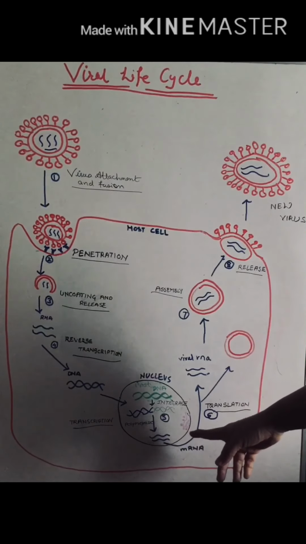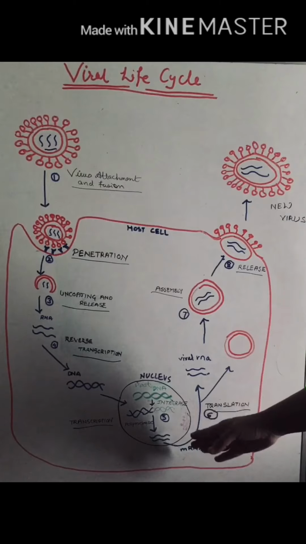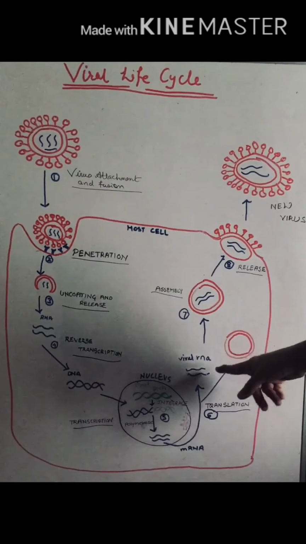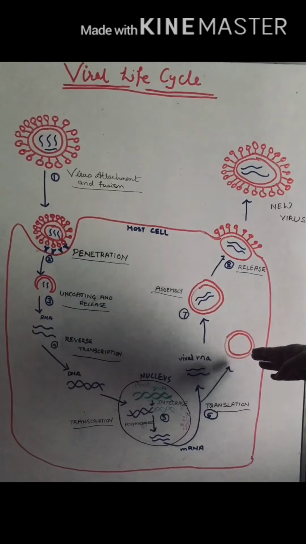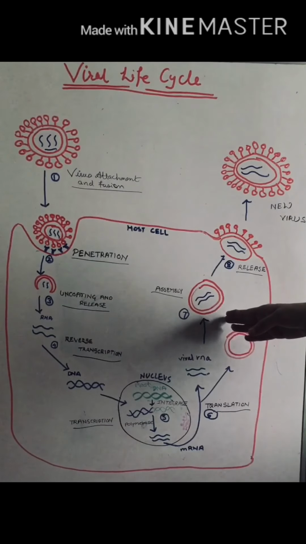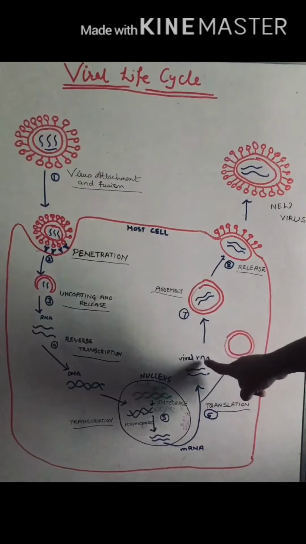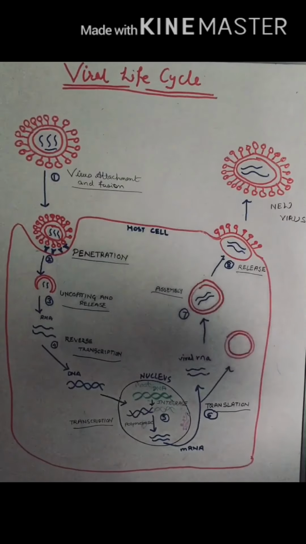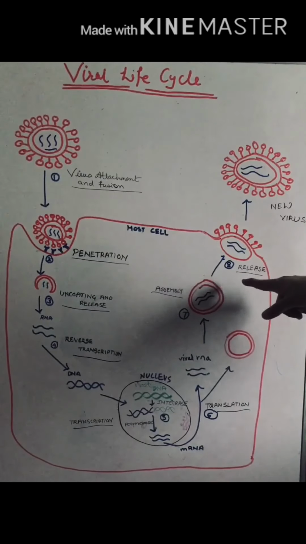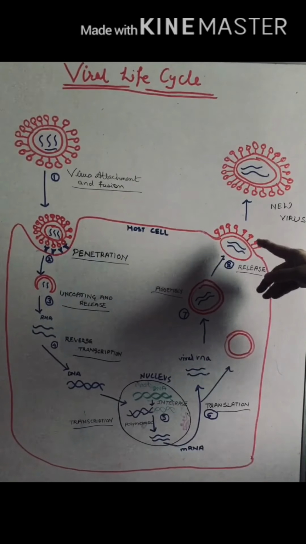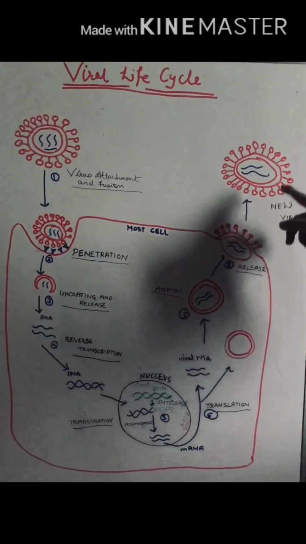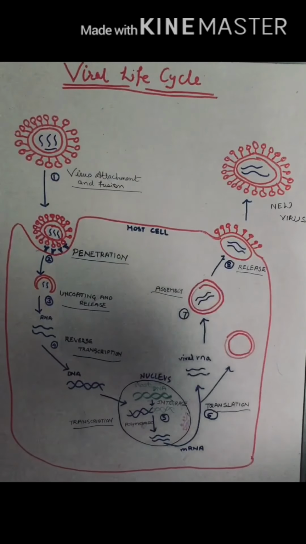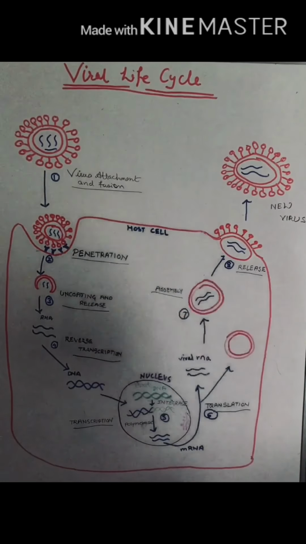This mRNA uses the polysomes and undergoes translation to form viral RNA and a protein coat. The next step is the assembly, wherein the viral RNA gets inserted into the protein coat and gets ready for budding. Now what is budding? Budding is the release of the virus from the cell membrane as a new virus. Next we are going to study the drugs which act upon these steps.